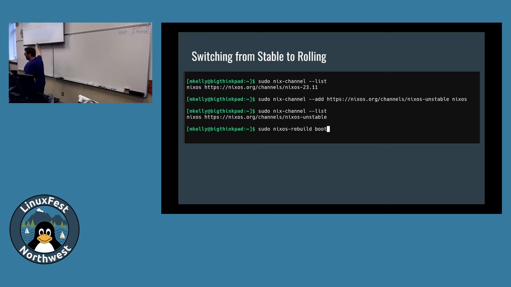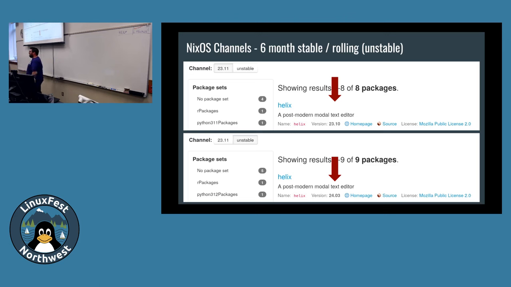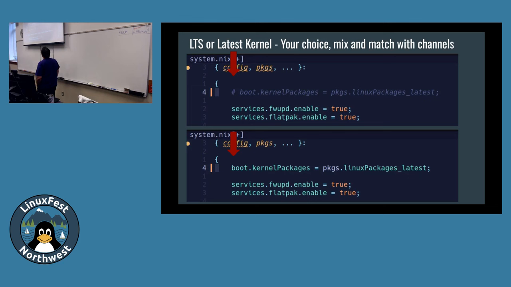Again, switching between them, I said it was really easy to switch. I'm going to show the code on how to do that because it is quite easy. In this first command, I'm saying, hey, show me my channels. And there I am on the 23.11 channel. Then I say, okay, go ahead and add the unstable branch to that NixOS channel. And voila, I'm on unstable. All I have to do is nixos-rebuild boot, reboot, and voila. Everything is on that rolling channel now. So it's very, very cool.